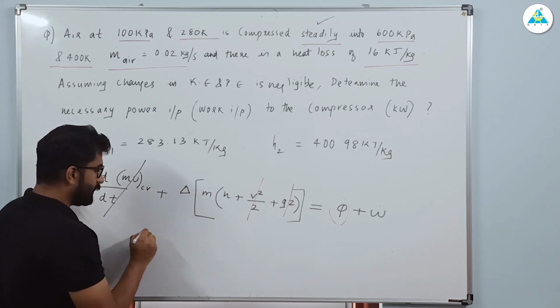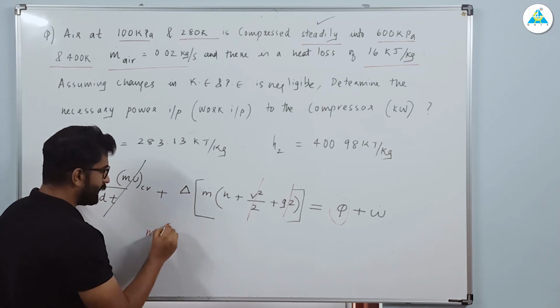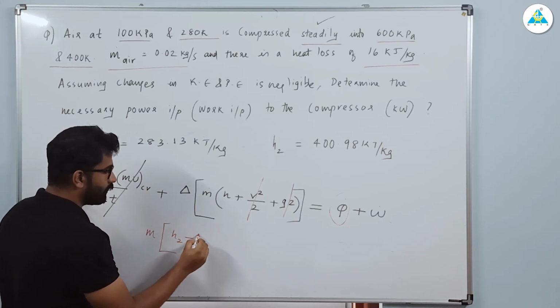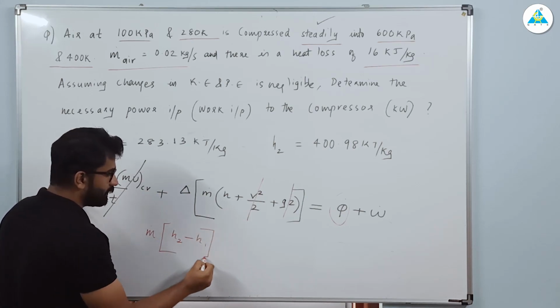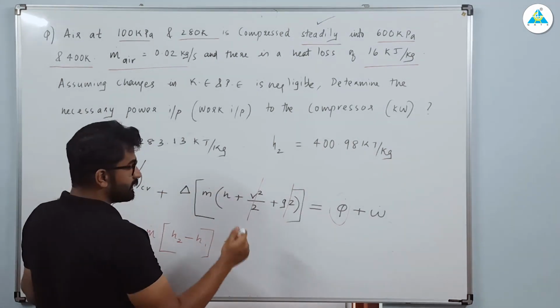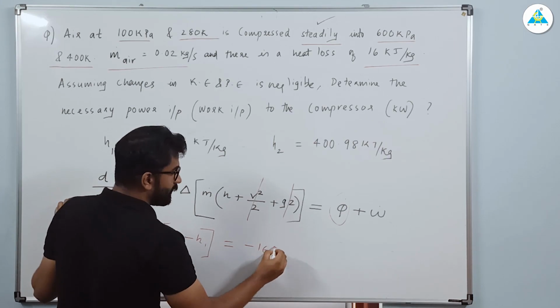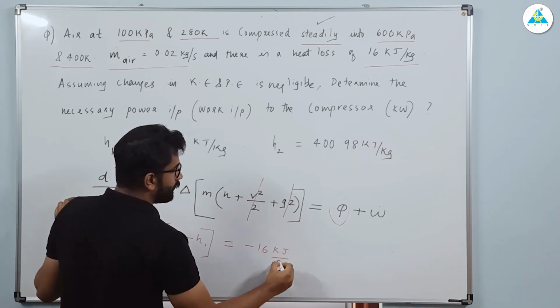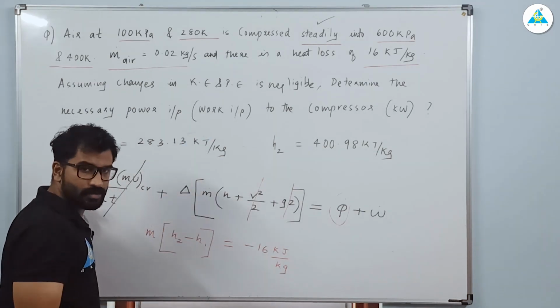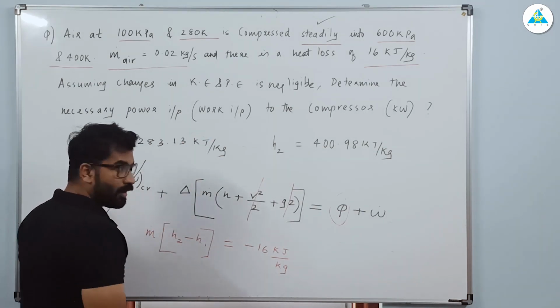It's outlet minus inlet. So your mass flow rate multiplied by enthalpy outlet minus enthalpy inlet will be equal to, what is heat loss? Heat loss is minus 16. It is minus 16 kilojoule per kg. Why is there a minus sign? Because it is heat loss, right? So it's a heat loss, so it should be minus 16.